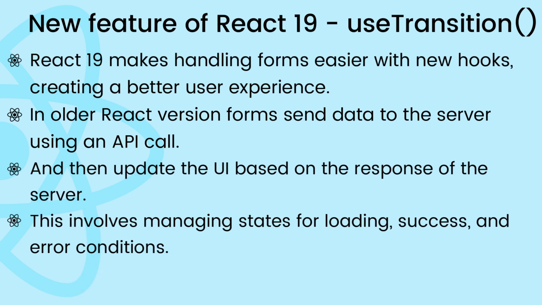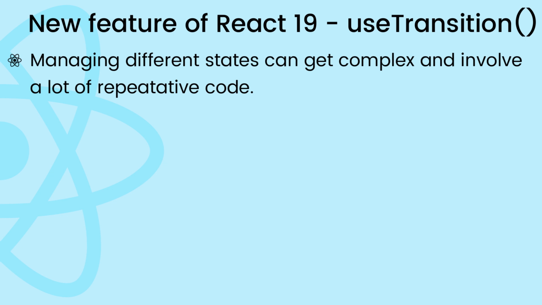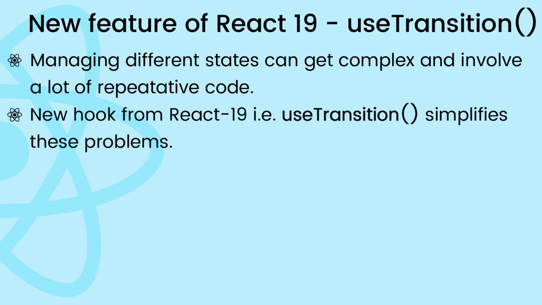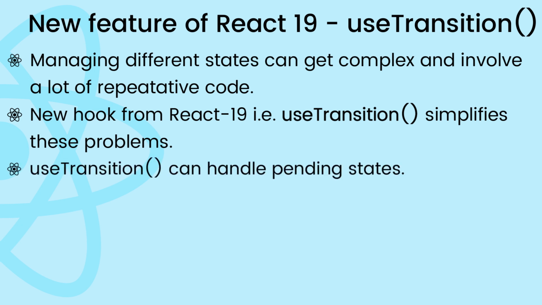This involves managing states for loading, success, and error conditions. Ultimately, to manage different states, we might have to write lots of code that could get messy and repetitive. React 19's new hook useTransition simplifies this problem. It can handle the pending states.